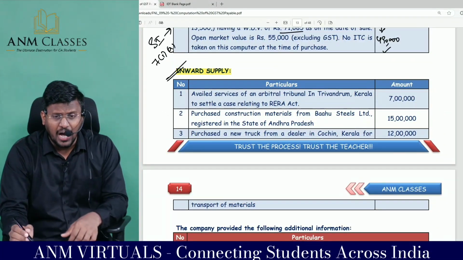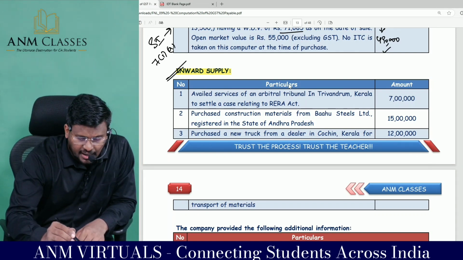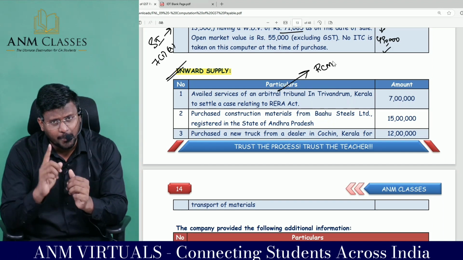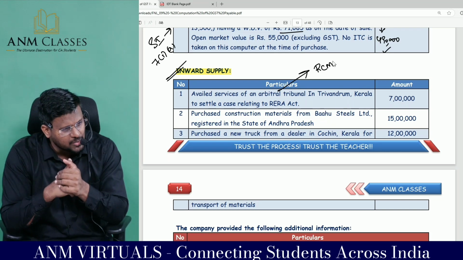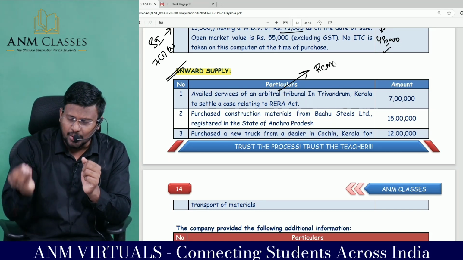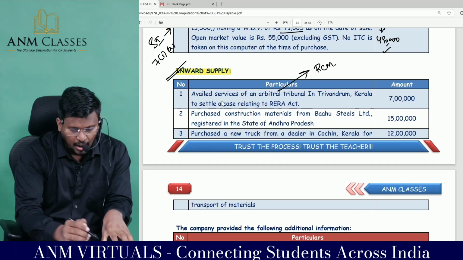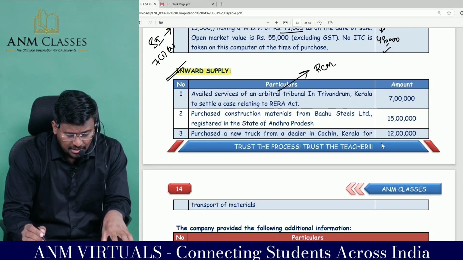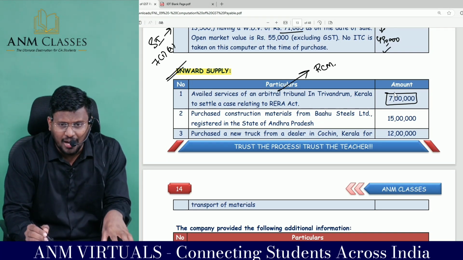Availed service of arbitral tribunal. It's a RCM, reverse charge mechanism. Legal services can be provided either by individual advocate or group of advocates, including a senior advocate. Legal services provided by an arbitral tribunal to a business entity. Business entity is the person located in taxable territory, liable to pay tax. Sir, availed service of arbitral tribunal in Trivandrum, Kerala to settle a case relating to RERA Act for this 7 lakh. They are liable to pay tax on RCM.